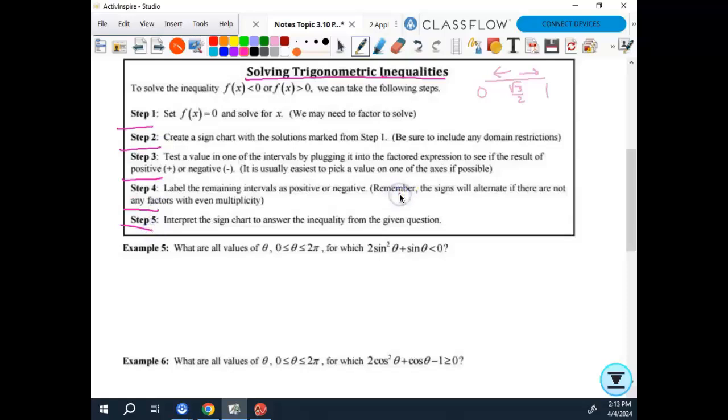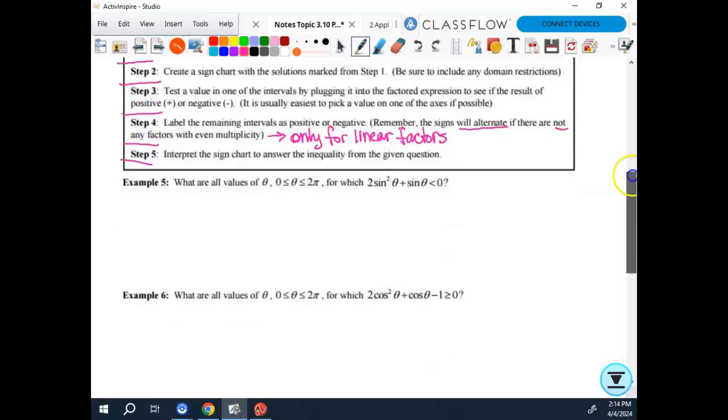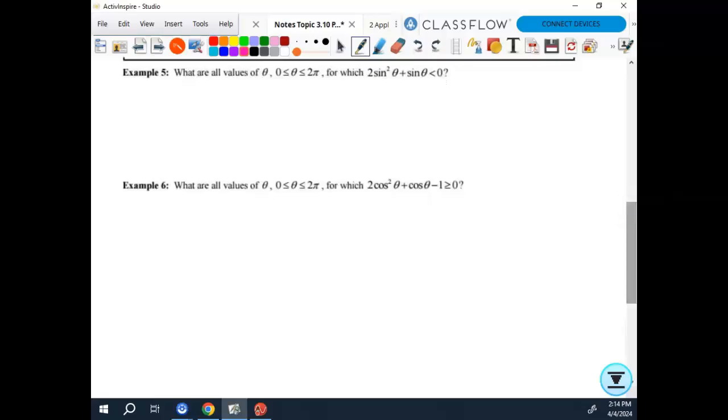This says, remember, the signs will alternate if there are not any factors with even multiplicity, which some of you learned at that first review session, because it doesn't always get applied correctly. And this is only for linear factors. I didn't catch that this was on here, so I didn't take it off. So it is a true statement, but not for trig, because we don't get linear factors. We're not getting x plus 1 and x plus 2. We're getting stuff with trig, so we're not going to use that fact. There are other ways to figure it out, but they're not so easy, so we're just going to do it this way, and it'll be fine.